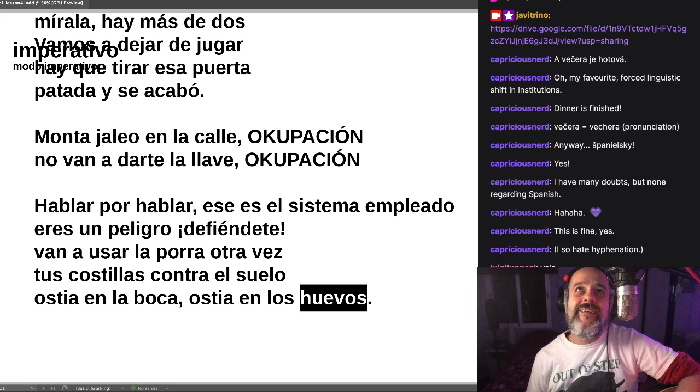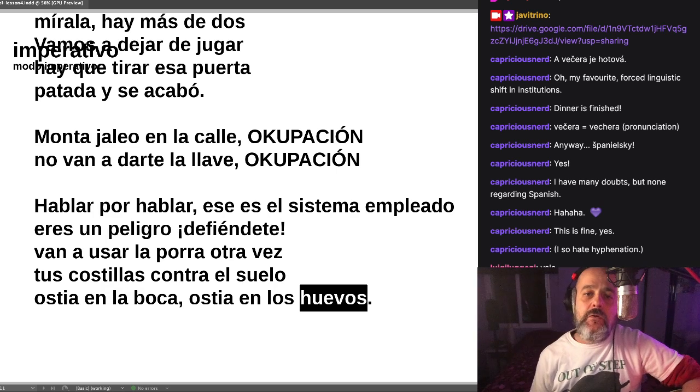Ocupación. Oh, no van a darte la llave. Ocupación.